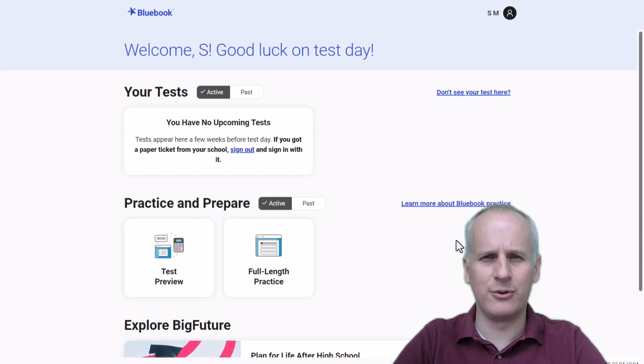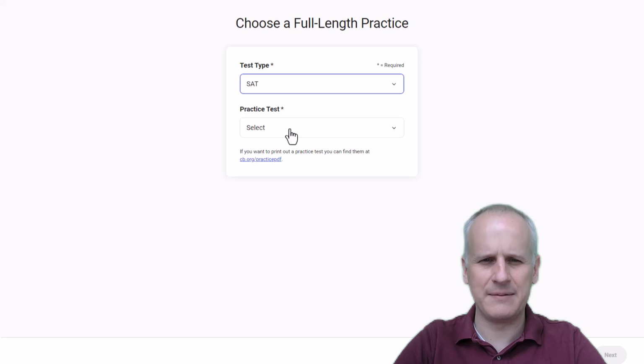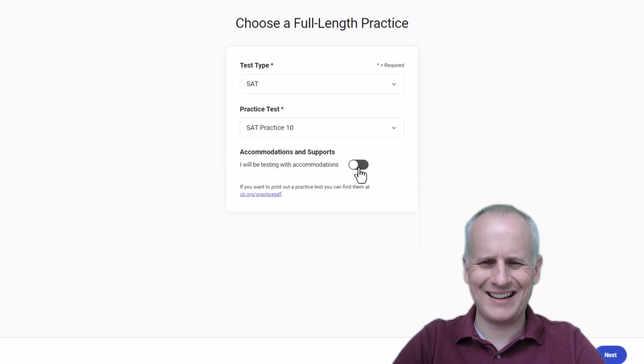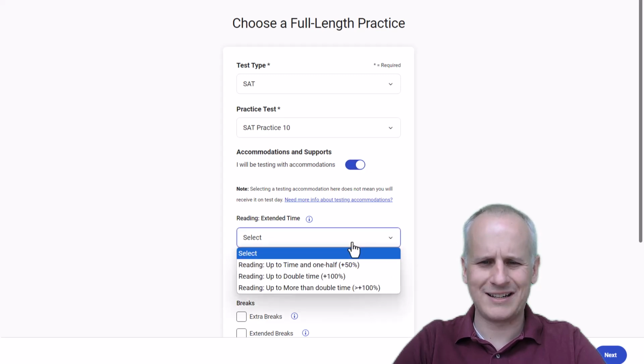So you can see how you're going to want to maintain a consistent process for all of the different question types. So from this introductory screen, you're going to select full-length practice, you're going to select the test type, you're going to select SAT. And for this video, we're going to practice test 10, and you can select this little toggle switch that will allow you to choose your extended time.